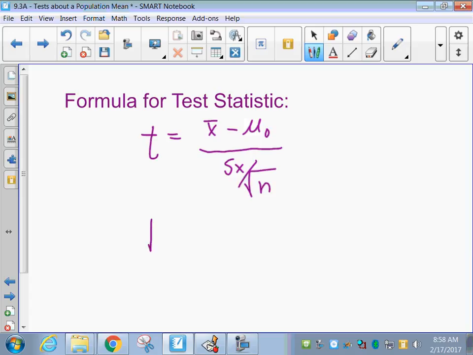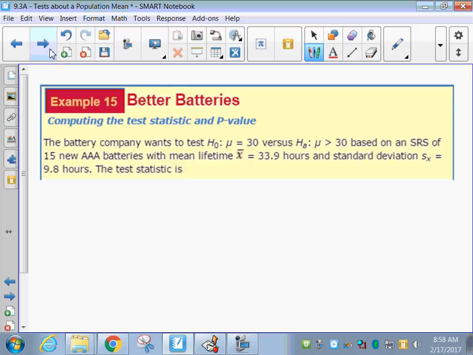We also have to look at degrees of freedom. So don't forget, degrees of freedom is n minus 1. And that's how you plug into your calculator when we do these. Okay. All right, so we've got a new battery company. Back to our batteries.